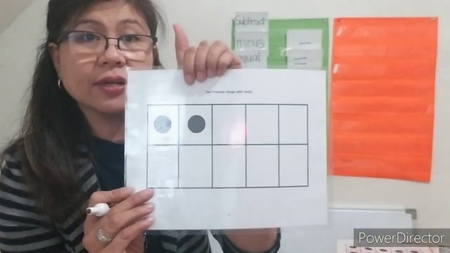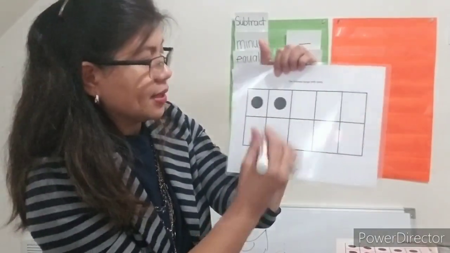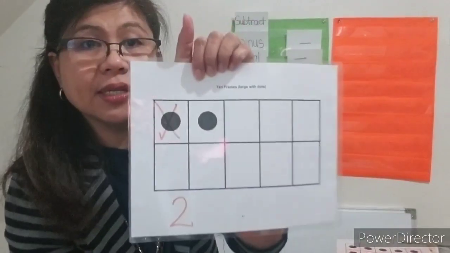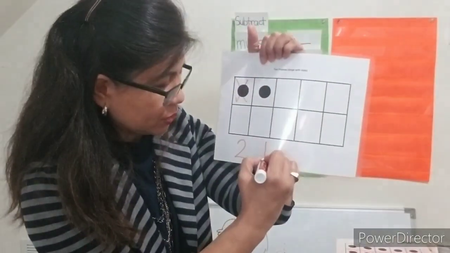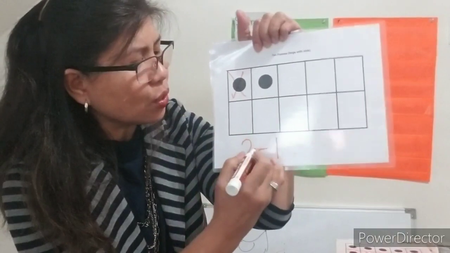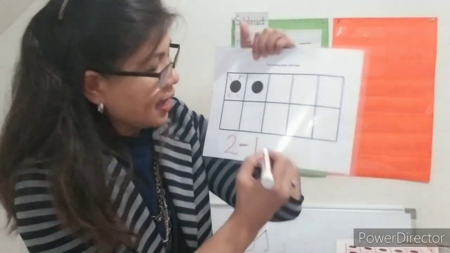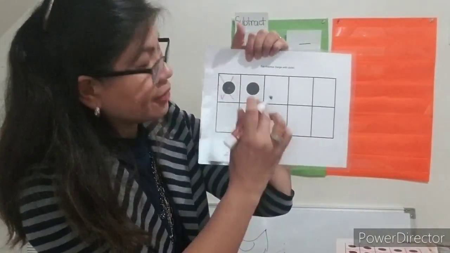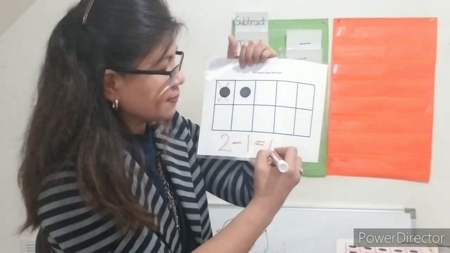All right, so let's try this one. How many do I have here? 2. All right, and I'm gonna cross this one out. How many did I cross out? 1, so I put 1 here. What did I do? I put minus. So if I cross it out, you always put the minus sign, okay? And equal, how many are left? I still have 1. Got it?